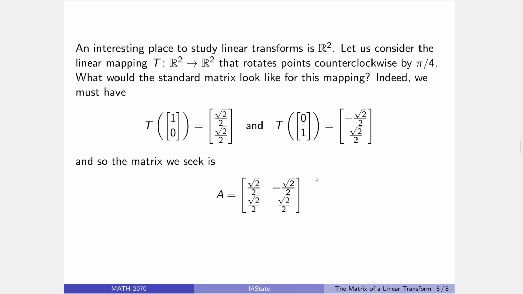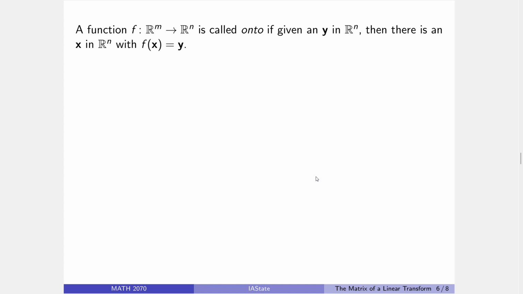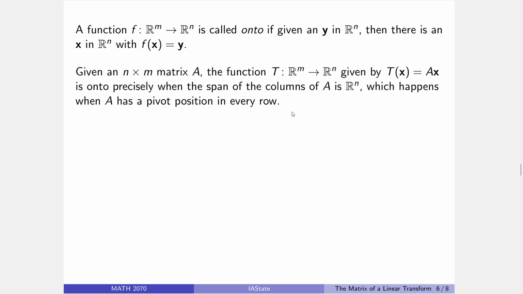All right. Now, let's wrap things up by recasting some properties of functions that you may or may not have names for, and see how we can use matrices to solve questions involving these for linear mappings. A function from Rm to Rn is said to be onto if, given an element of the codomain, there is an element of the domain that hits it. Now, if our mapping was linear, that's the same thing as asking, do the columns span Rn?